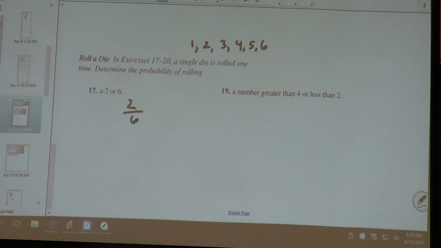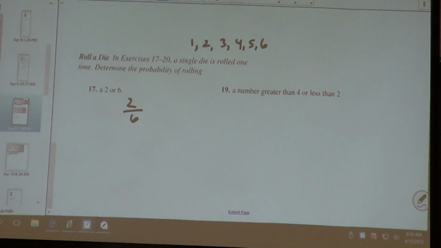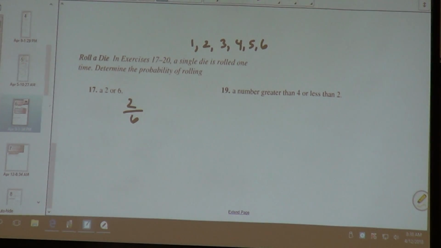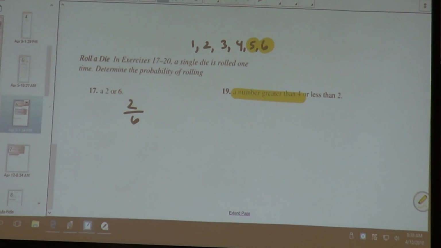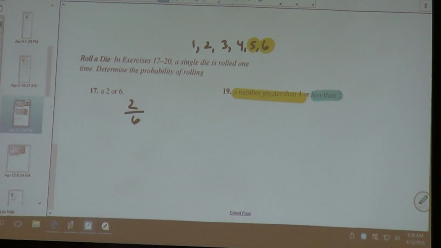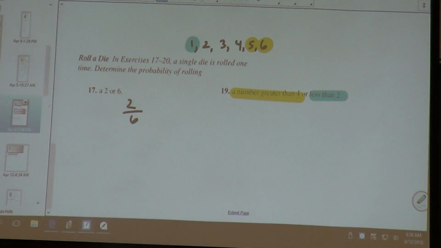What's the probability of rolling a number greater than 4 or a number less than 2? Okay, a number greater than 4 would be those. A number less than 2 is 1. So how many numbers make me happy? 3 out of the 6 numbers. So this one would be 1/3, this one would be 1/2. Good? All right, I'm going to give you a couple to try.